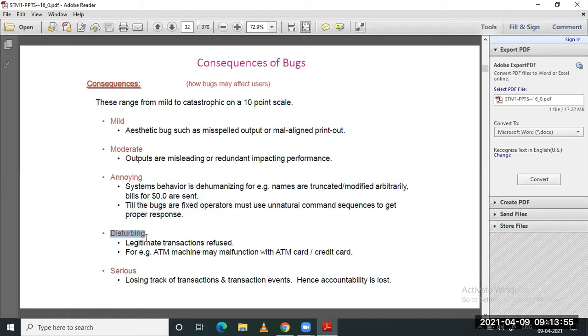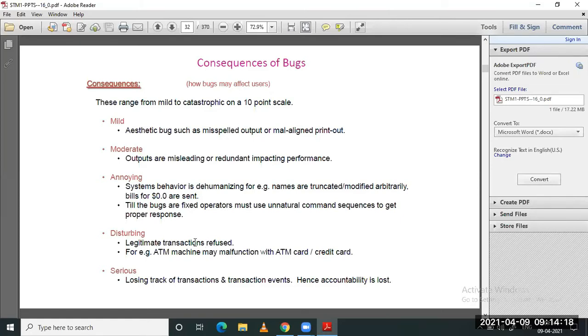Disturbing: legitimate transactions refused. For example, an ATM machine may malfunction with an ATM card or credit card. What it means is, you are going to do a legitimate transaction, but it is refused because of your software.